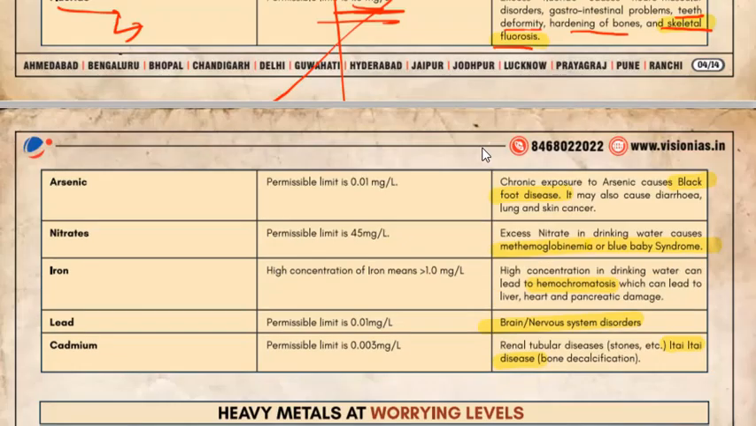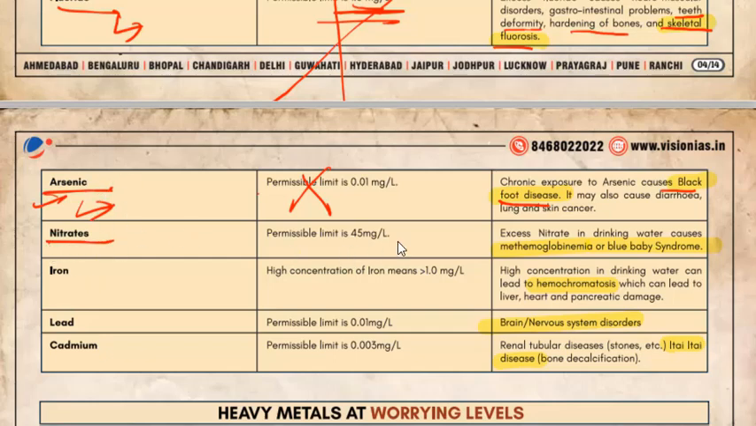Next is arsenic. Arsenic in means gangetic belt also. Arsenic is found in high amount in the water bodies. The permissible limit of course you don't need to remember. Chronic exposure to arsenic causes black foot disease. It may cause diarrhea, lung and the skin cancer. Arsenic is important in the gangetic belt. We talk about the arsenic pollution also.